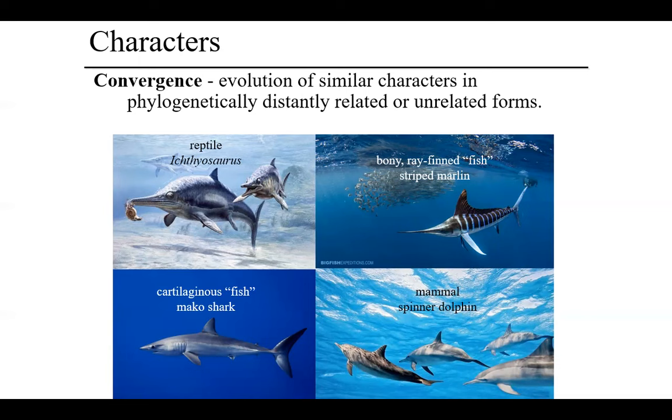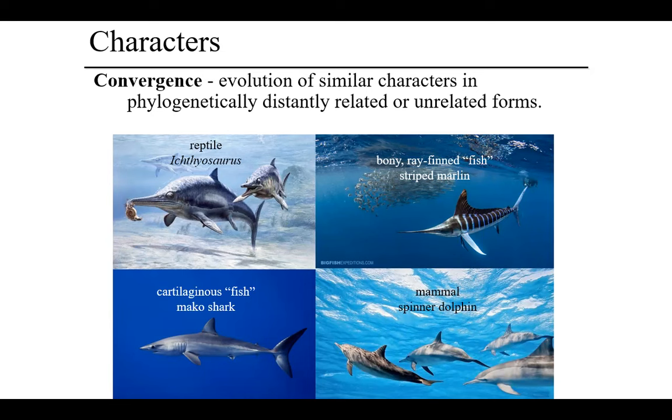Do we think that they all have a common ancestor and they all inherited a dorsal fin? Or do we think they independently evolved their dorsal fins? This dolphin is related to you, and this ichthyosaur is related to T-Rex. Possibly shark and marlin might have ancestrally had a dorsal fin, but not looking like that. It's not in that position.